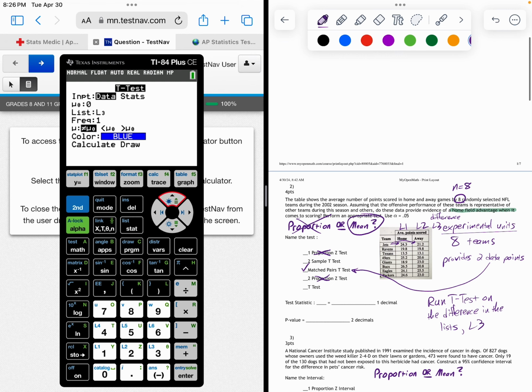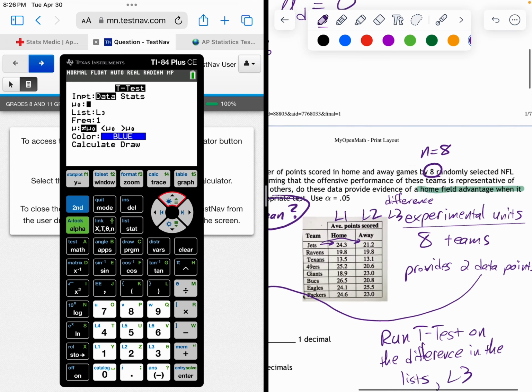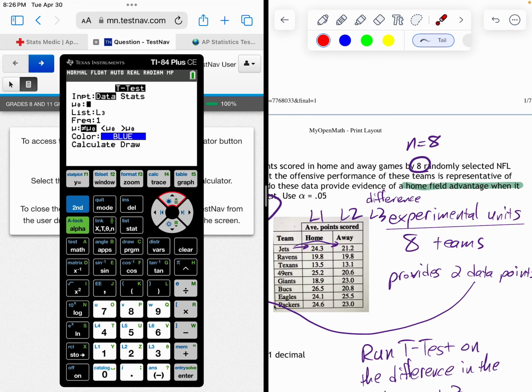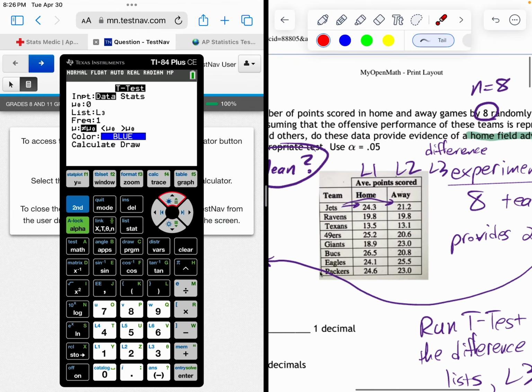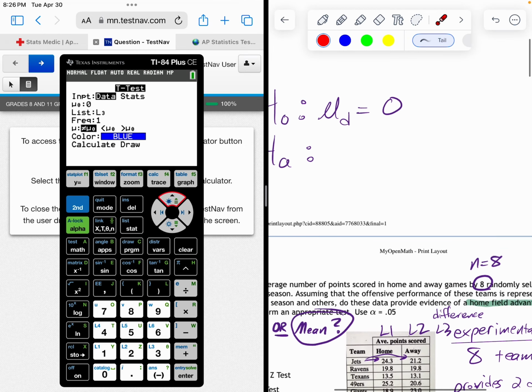Let me jot down my null and alternative. The null would be that the average difference from home minus away is nothing. There is no difference. There is no advantage. And the alternative that we're checking, you have to read. It says, is there evidence of a home field advantage? Which logically means when you're a home team, you score more than when you're the away team.